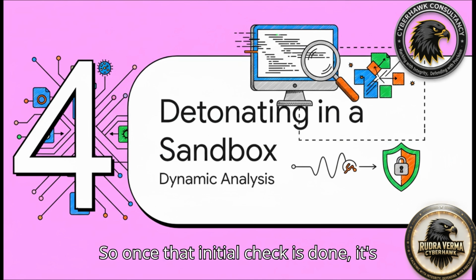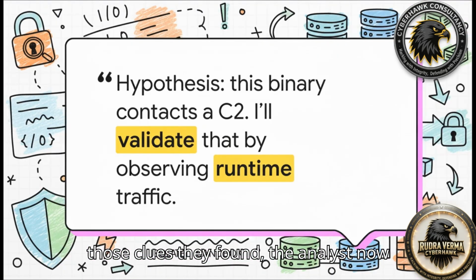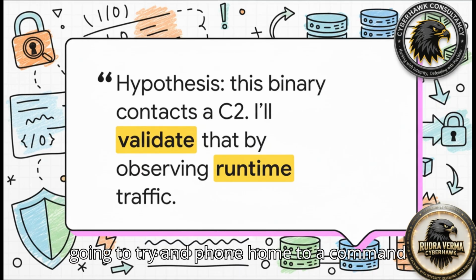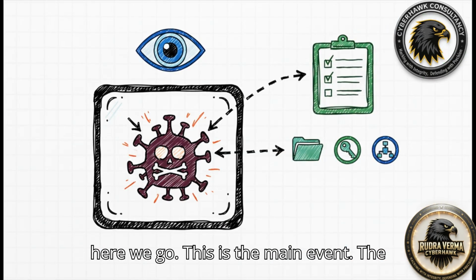So, once that initial check is done, it's time for the live test. Based on all those clues they found, the analyst now has a theory. In this case, they're thinking, okay, I bet this program is going to try and phone home to a command and control server to get its instructions. Now they're going to run the code and see if they're right. And here we go. This is the main event.